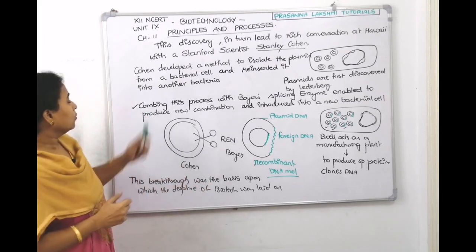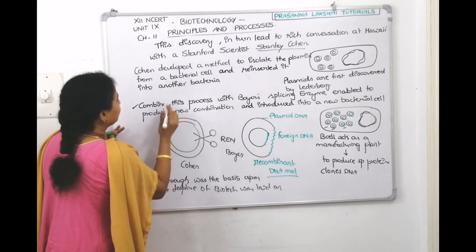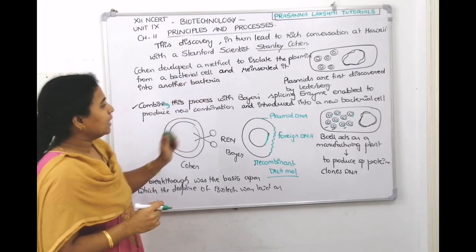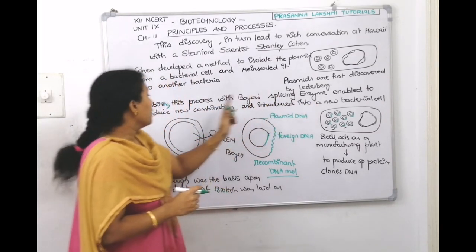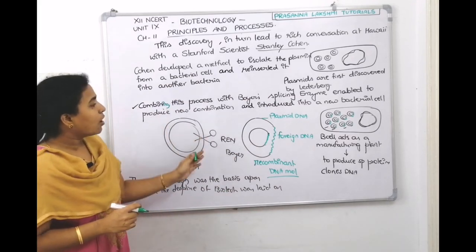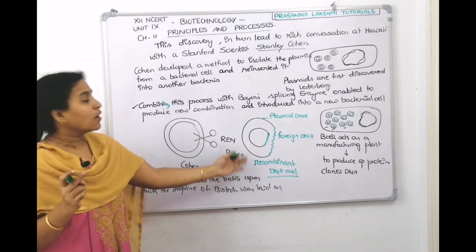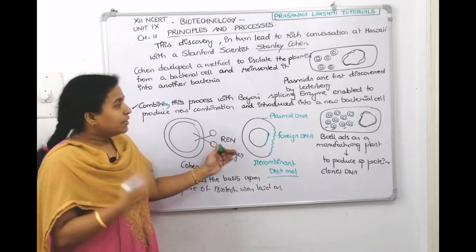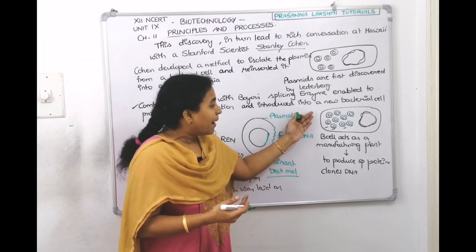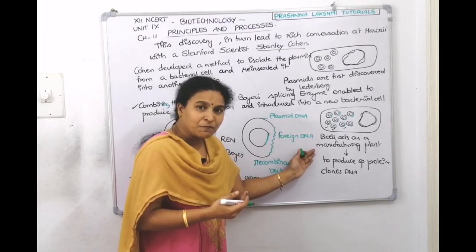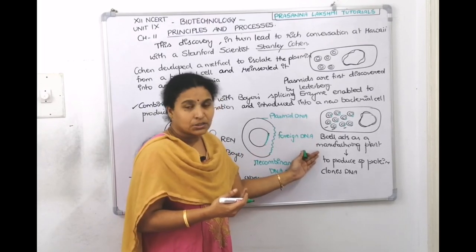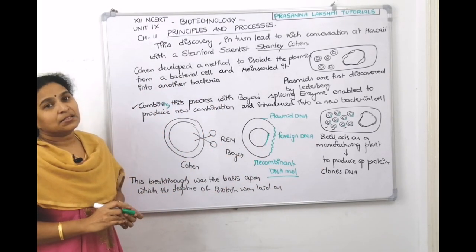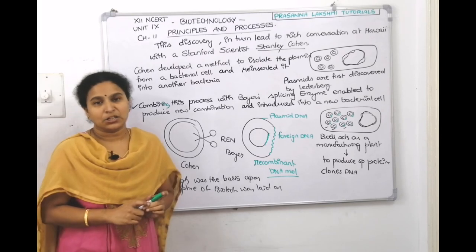That's what we wrote. So when you are combining this process of isolating the DNA with the Boyer splicing enzyme, we are able to produce a new combination. This new combination is called recombinant DNA molecule. Now this recombinant DNA molecule, when you introduce into a new bacterial cell, the bacterial cell will act as a manufacturing factory to produce the special proteins, or it will clone the DNA. Now this breakthrough discovery is the main discipline of biotechnology.